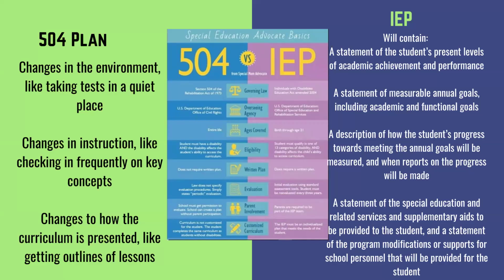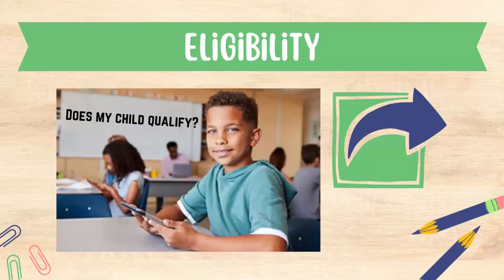So let's talk eligibility. Who qualifies for a 504 plan? Section 504 defines an individual with a disability broadly as any person who, one, has a physical or mental impairment which substantially limits one or more of such person's major life activities; two, has a record of such an impairment; or three, is regarded as having such an impairment.